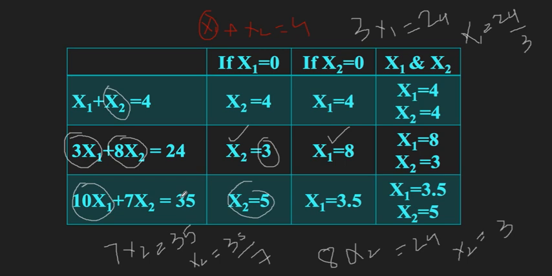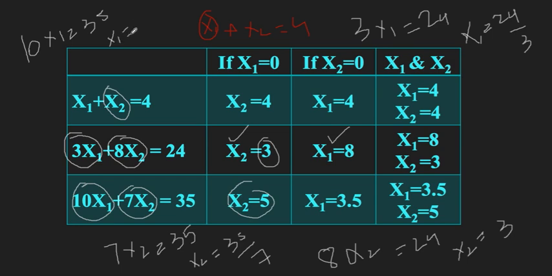Then we have x1. When we put x2 is equal to 0, 7 into 0 is 0. Then we have 10x1 is equal to 35. That is, 10x1 is equal to 35. Right? If 10x1 is equal to 35, x1 will be how much?